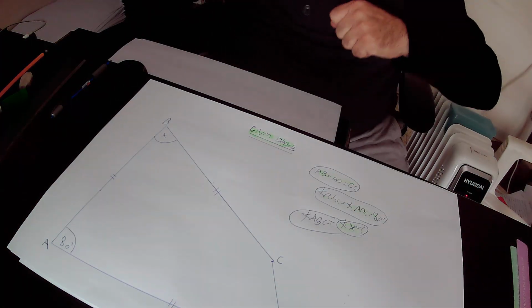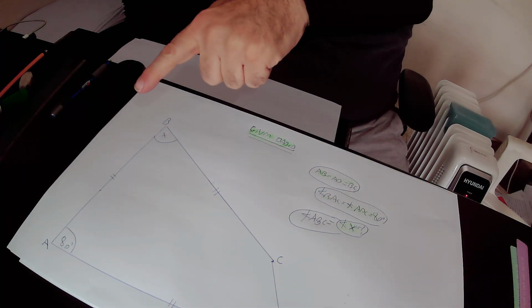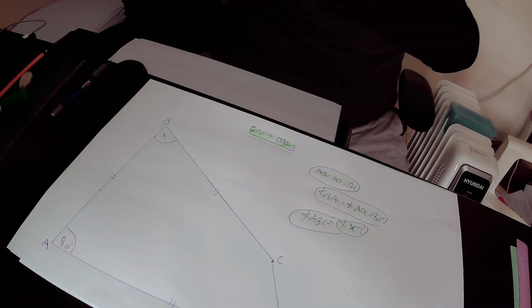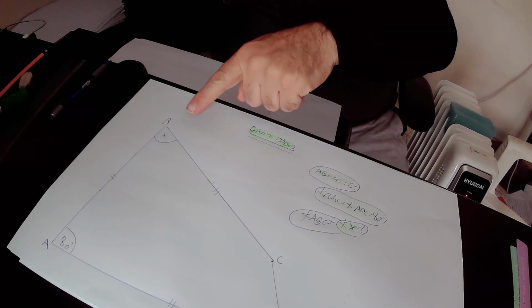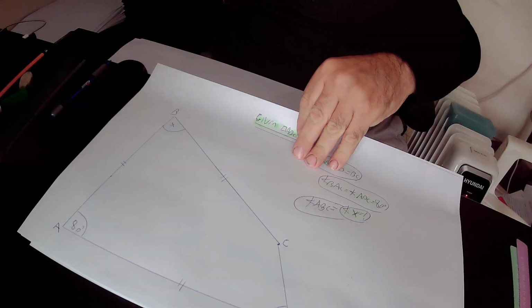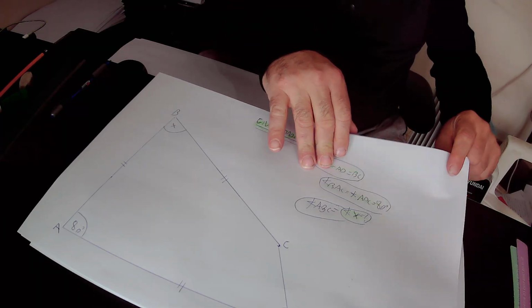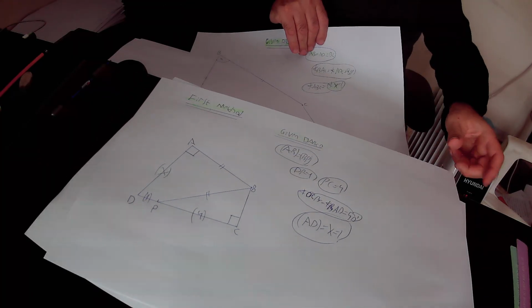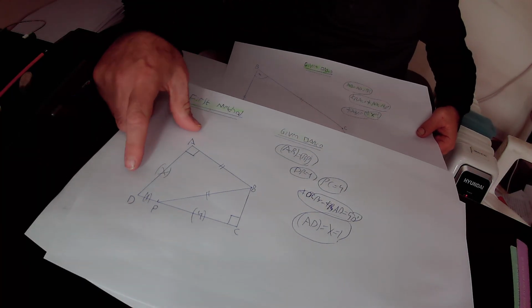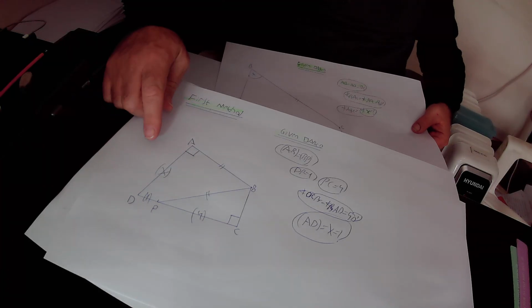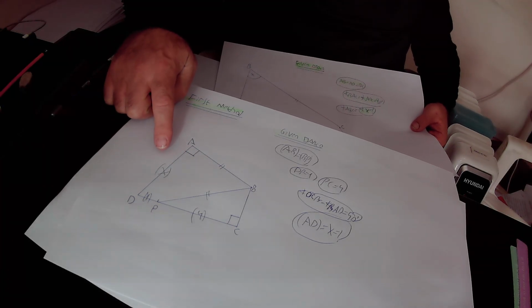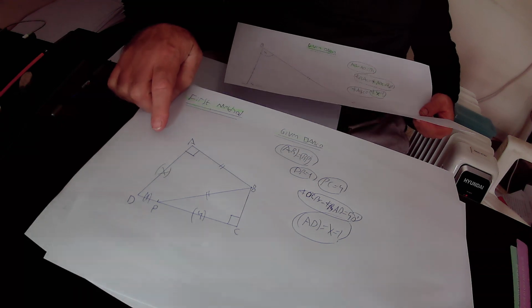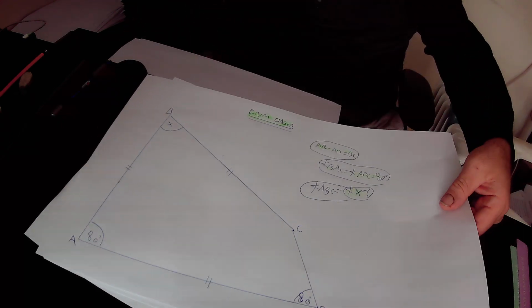Now in this lecture I will answer two questions. In the first question we will find out the size of this angle ABC equals x. We have to find out the value of angle x. And in the second question we will find out the length of this line segment AD equals x. So we have to find out the value of line segment x. So we start with the first question.